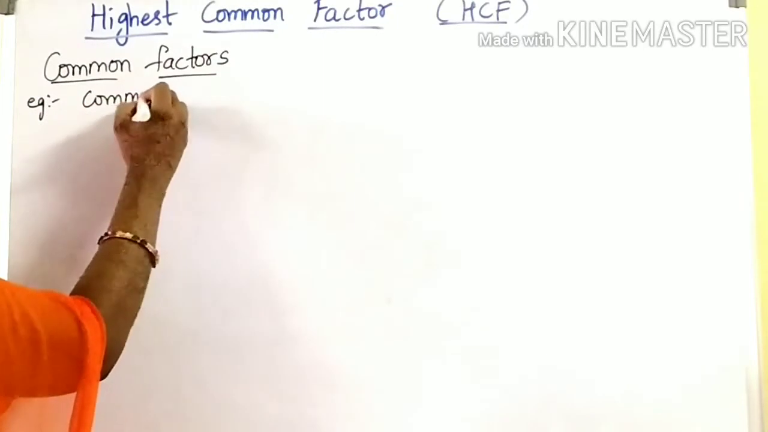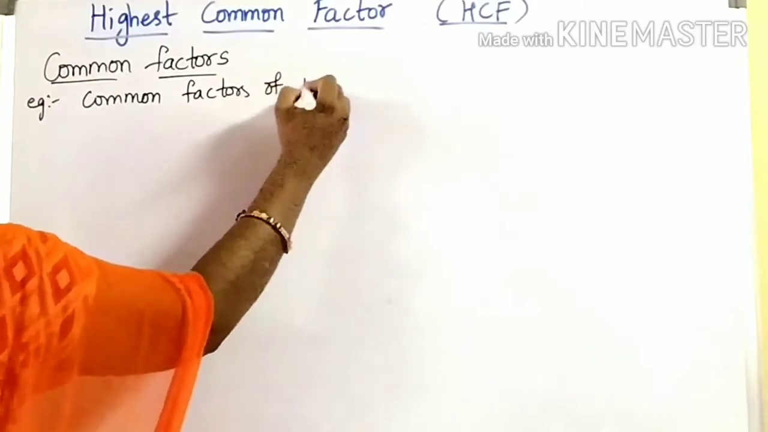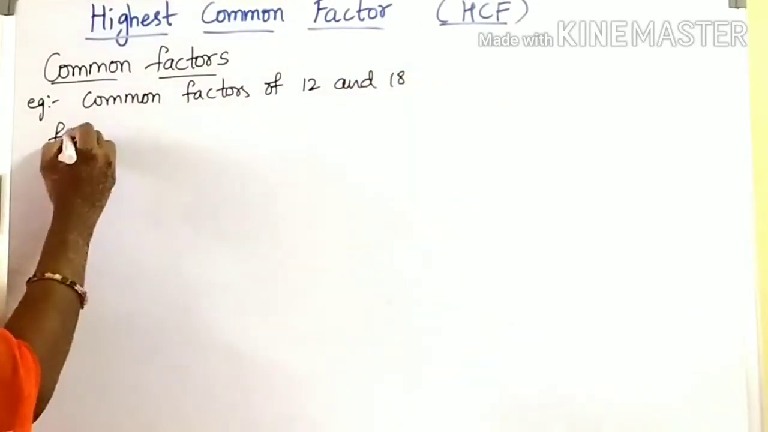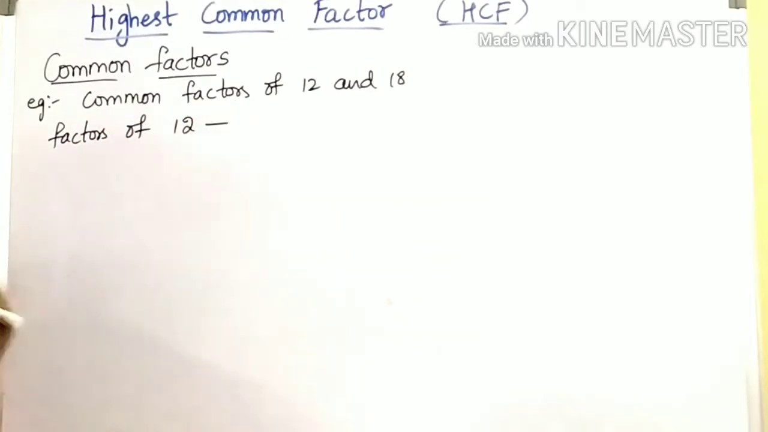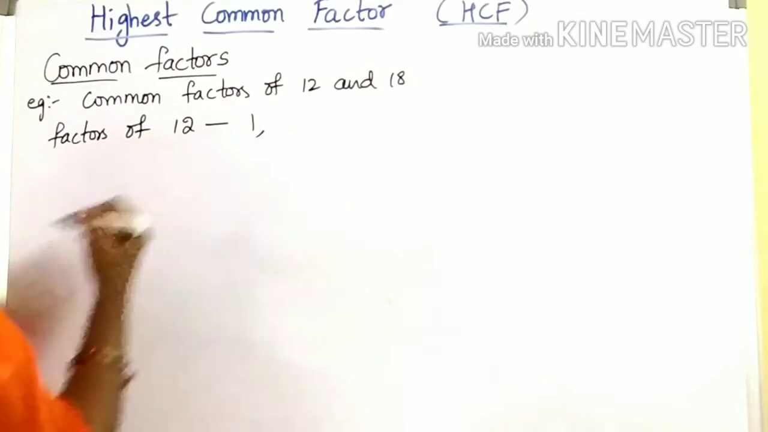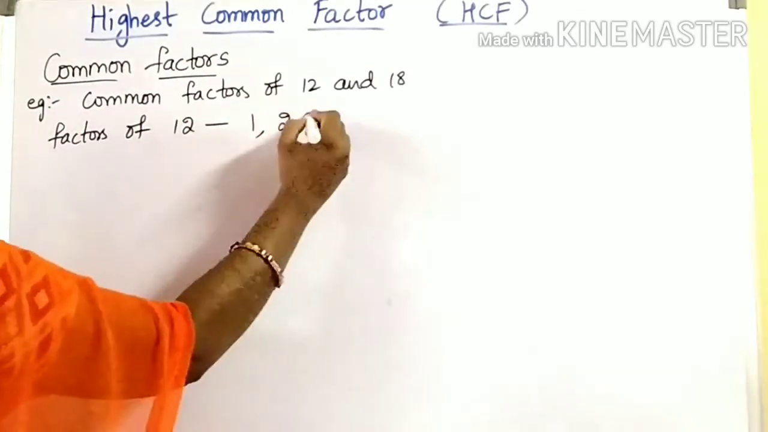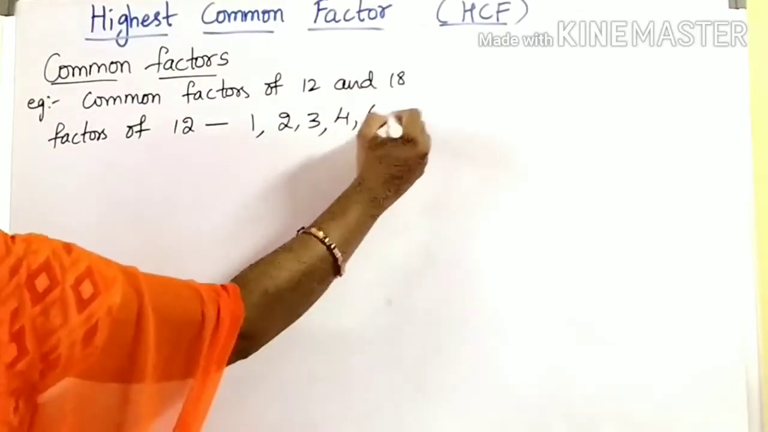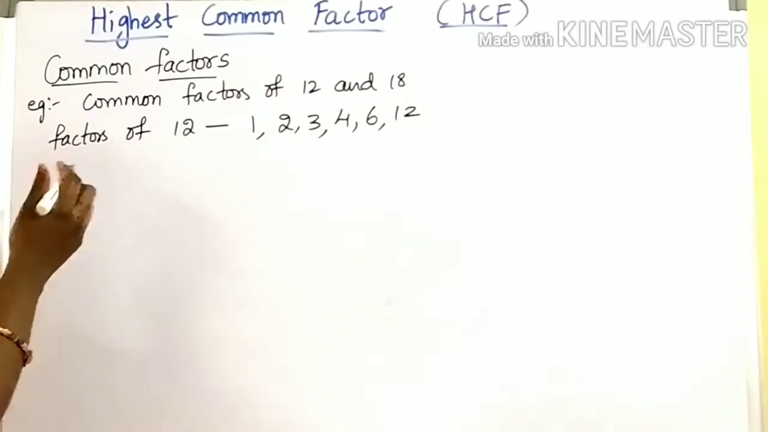What are the common factors of 12 and 18? Before that I will find the factors of 12. 12 will go in which tables? 1 is the factor of every number, 1, and it will go in 2 table, 2 6s are, and 3 4s are, 4 3s are, next 6 2s are, and 12 1s are. So 1, 2, 3, 4, 6, 12 are the factors of 12.